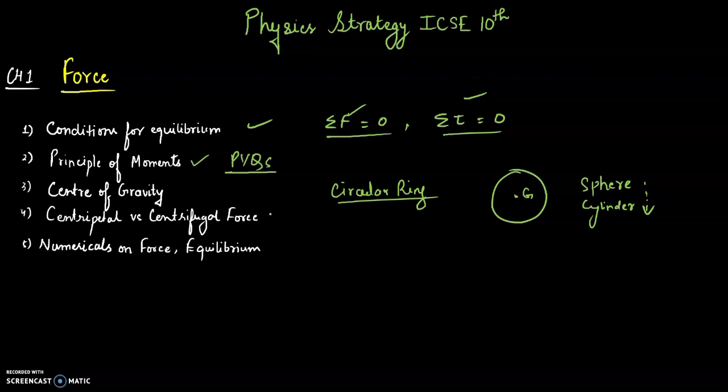Then we have centripetal versus centrifugal force, difference between them. And numericals on force and equilibrium. Questions like they'll give you a uniform meter rule of mass 100 gram and it is balanced on a knife edge at 40 centimeter mark by suspending an unknown mass at 20 centimeter mark, and then find the value of m and what is the resultant moment and so on. These are the questions that will be asked in the numerical portion. And yes, this numerical is a sure short question.